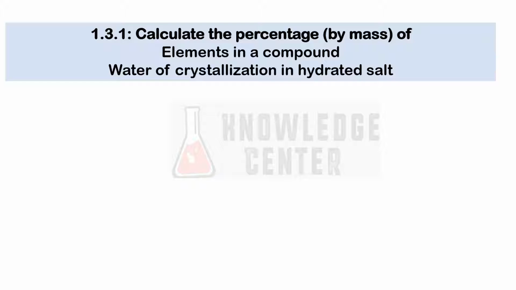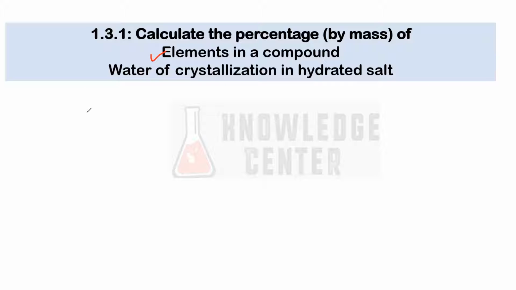Today we are going to discuss SLO number 1.3.1, which is related to calculation of percentage of element in a compound and of water of crystallization in a hydrated salt. So first of all, I'm going to explain the first part, that is percentage of element in a compound.